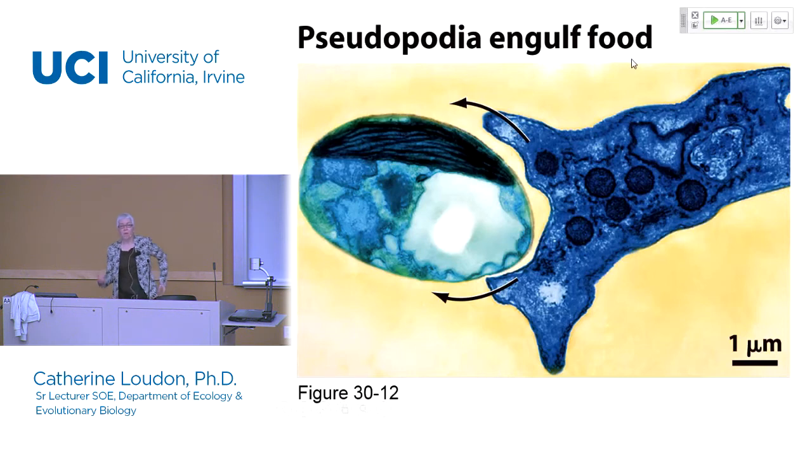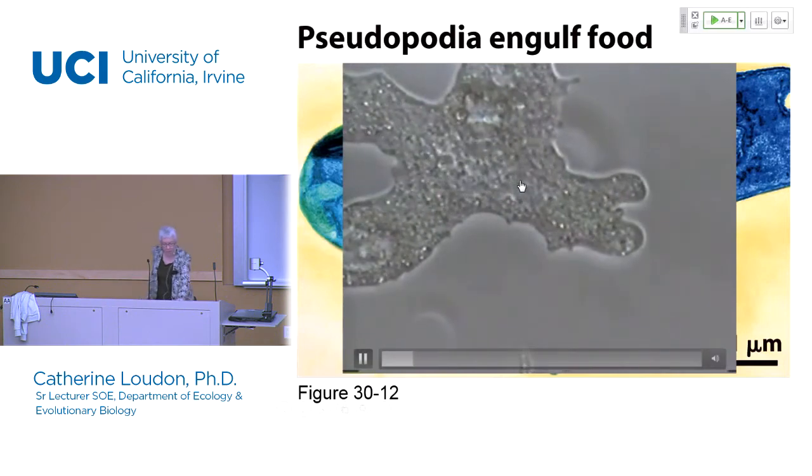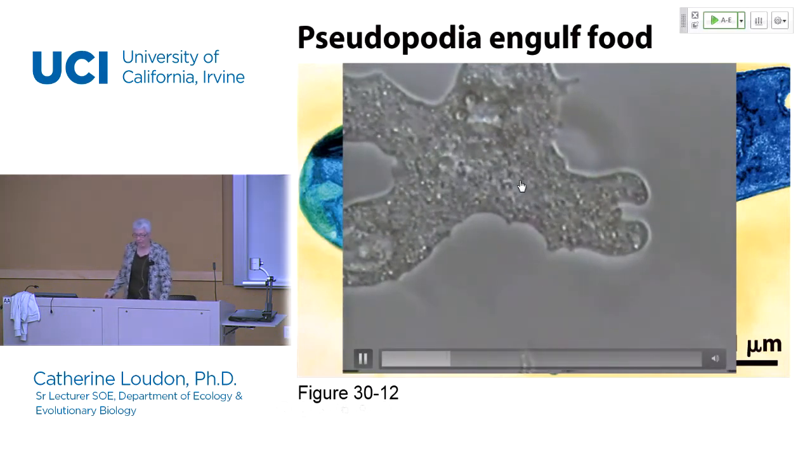evidence came from the feeding habits of single-celled organisms and eukaryotes. For example, it's very common to see engulfment of food, such as shown in this static picture here from your textbook. This is figure 30-12, showing an organism that looks a bit like an amoeba, engulfing food. Now, this is a static picture. It's a lot easier to see what's going on if we have a movie, so let's look at a movie. I'll make it a little darker so you can see the movie more easily.